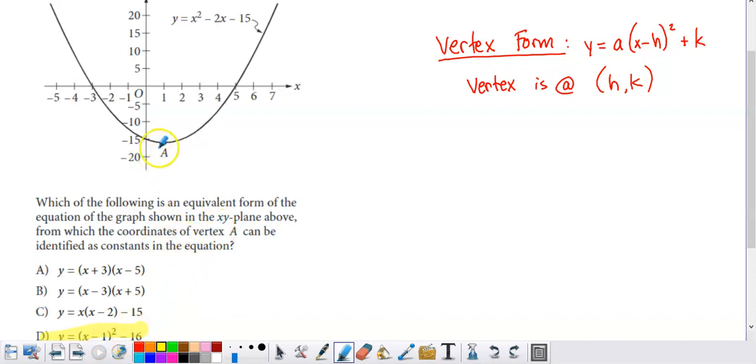The coordinates of this vertex are 1 comma -16. We see those values as constants within this equation here. So that's why it's choice D, not choice A, not choice C. This doesn't even equal the original equation. So hopefully you understand through this discussion why we've got to go with choice D.